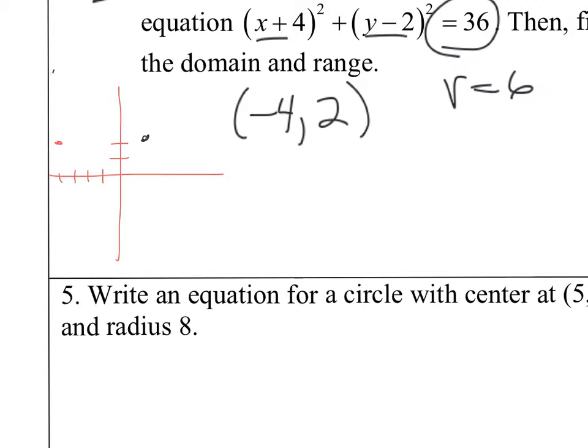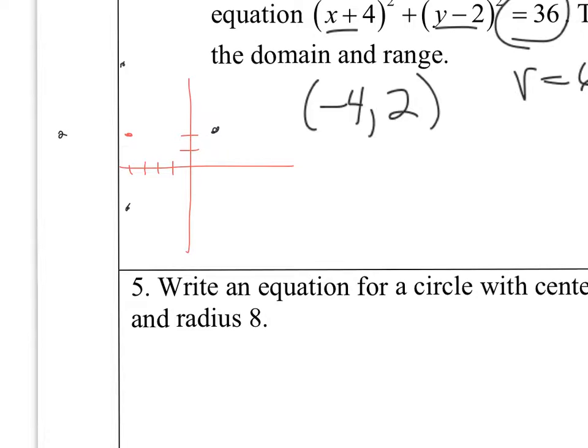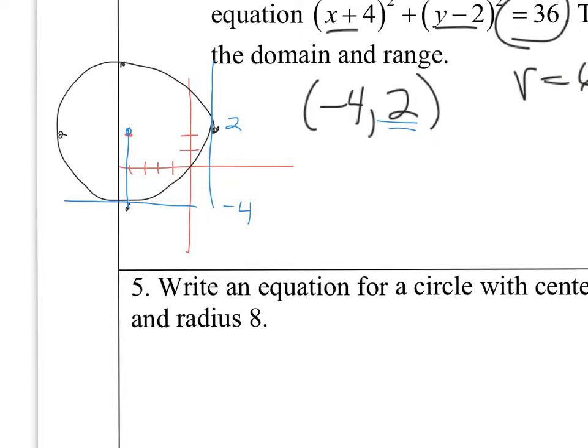left, 6 units up, 6 units down, or 6 units right and left. If this is -4, 6 units over, I'm going to stop at 2. If I started at 2 and I go down 6, this will be -4. If I started at -4 and went left 6, this would be -10. And if I started at 2 and went up 6, this would be 8. So I kind of drew in my boundary.